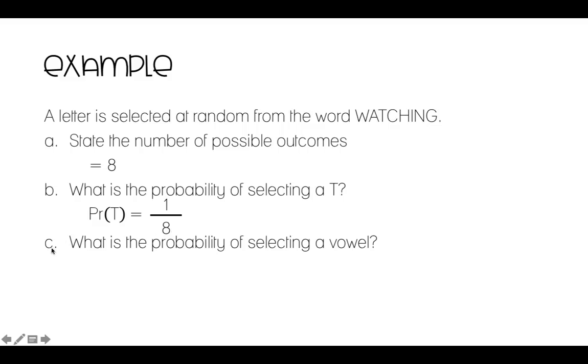I want you to pause it and do the next one, remembering that vowels are A, E, I, O, and U. So you should have got the probability, that should say vowel there. The probability of getting a vowel equals 2 out of 8. And remembering we always simplify our fractions, so it equals 1/4.